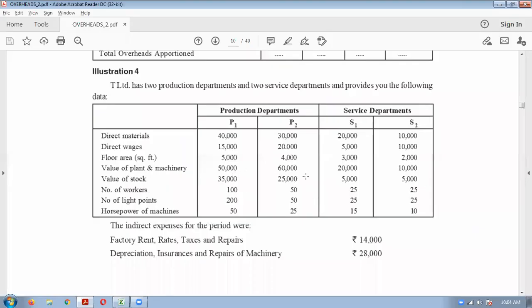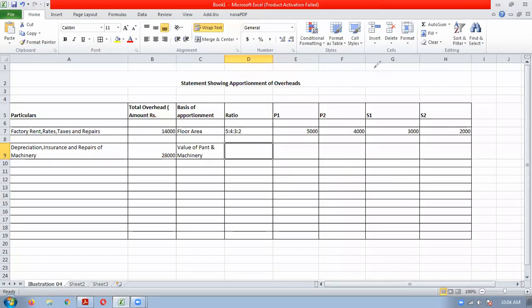The ratio will be 5:6:2:1. That ratio we can take, no? Five is to 6 is to 2 is to 1. Okay, value of plant and machinery. Depreciation, we can charge it on value of plant and machinery. Okay, this will be the basis. So everybody do this fast. What will be the apportionment amount?